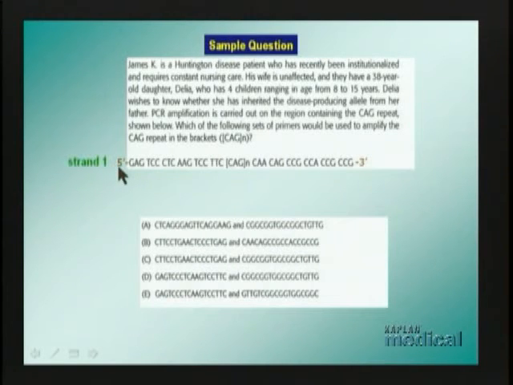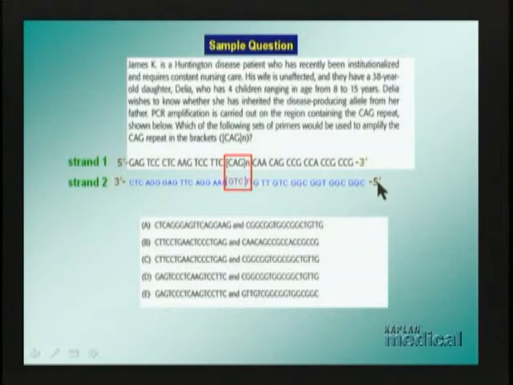So this is strand 1. Now on strand 2, in double-stranded DNA, what would strand 2 look like? What strand 2 would look like is now shown for you here. This is strand 2, which is complementary and anti-parallel to strand 1. So now, what do we want to amplify? What we want to amplify is shown in the brackets, this portion right here. We want to amplify the CAG repeat. So this is the CAG in strand 1, but in strand 2, it's CTG from the 5' end to the 3' end. So it's this part that we want to amplify.